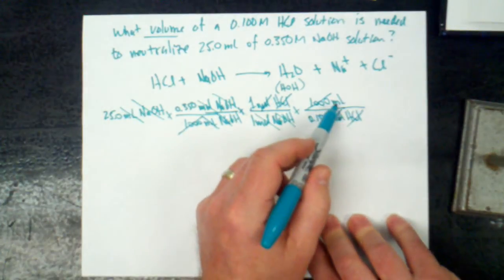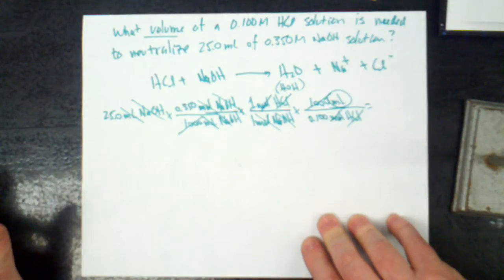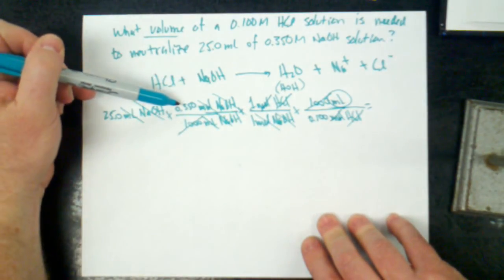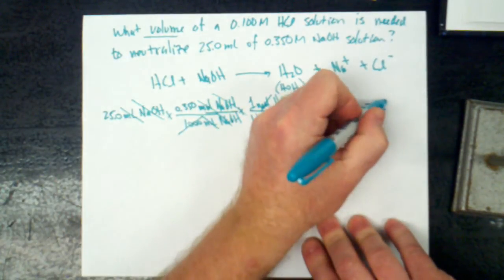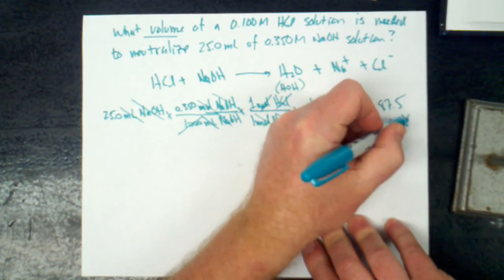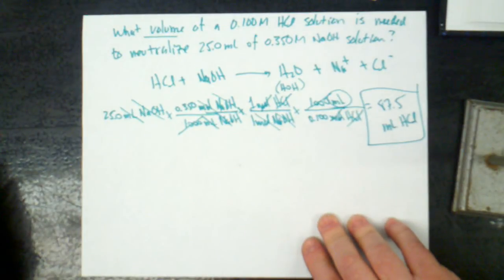The only unit we have left over is milliliters, so I'm thinking we're probably right, and it's time to get out the calculator. So 25 times 0.35 divided by 0.1 equals 87.5 milliliters HCl. Ta-da!